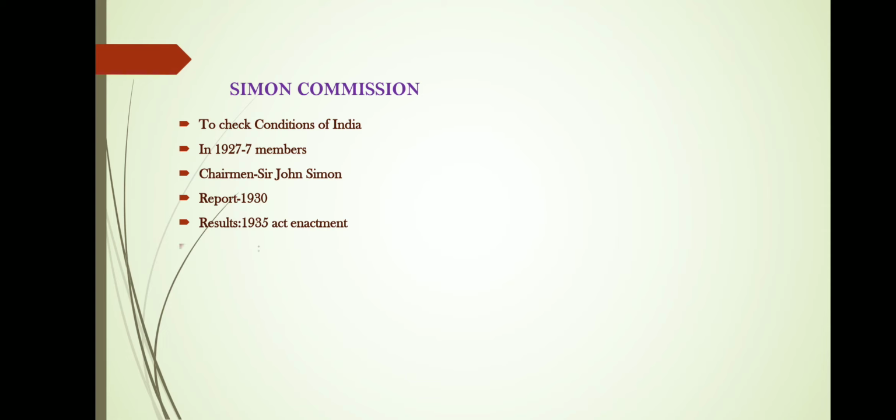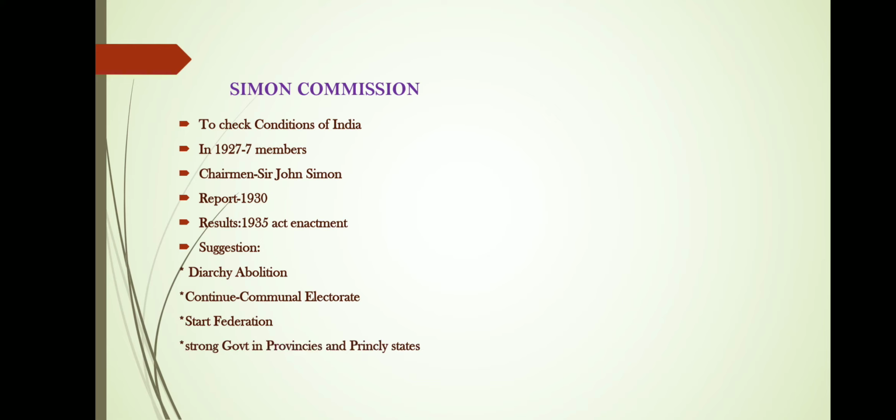The suggestions given by the Simon Commission were the abolition of diarchy and the continuation of the communal electorate. It suggested continuing the communal electorates, starting federation in India, and a strong government in the provinces and also princely states. So these are the suggestions given by the Simon Commission.